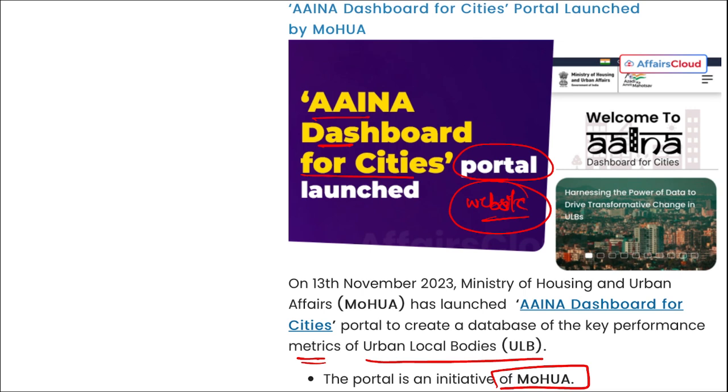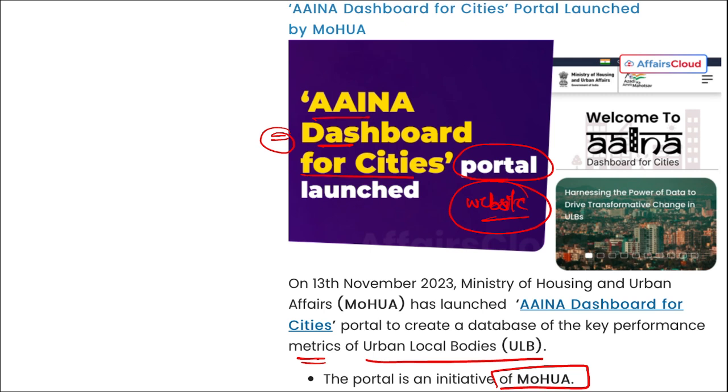This dashboard will present the data submitted by the urban local bodies on the basis of indicators across 5 thematic areas, that is finance, planning, citizen-centric governance, and delivery of basic services. Then, as the name suggests, this is a dashboard. So there the data would be updated on a regular basis, and once the dashboard is populated with data, it will be open for all the stakeholders, including the citizens, that can monitor the progress of the cities for various projects. Correct? So it is AINA dashboard that was launched by Ministry of Housing and Urban Affairs.